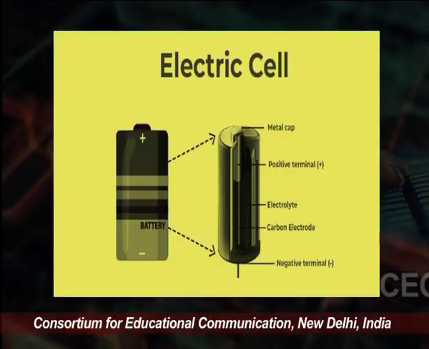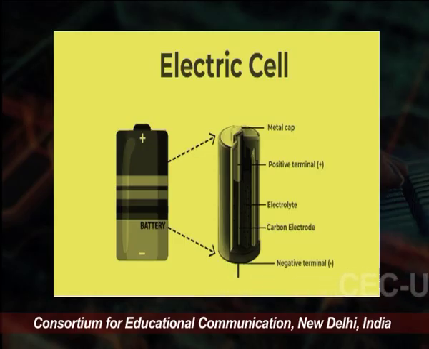Now, you can see again the internal part of the cell. Again we have a metal plate, a metal cap, a metal terminal, and in between there is carbon and an electrolyte, which are the different parts of the electric cell.